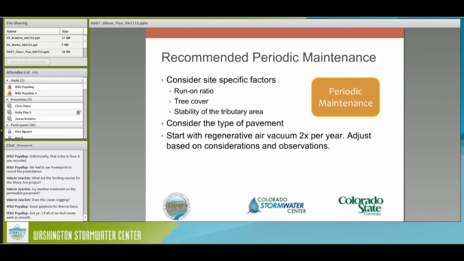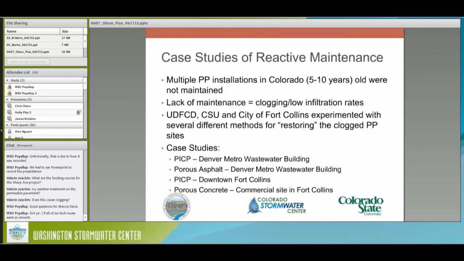So my recommendation would be to start with a regenerative air vacuum twice per year. Here we do it typically, on my sites we do it in April and we do it in October, and then really monitor it and see if you can adjust it either way. And with that, I'm going to hand it over to Chris.